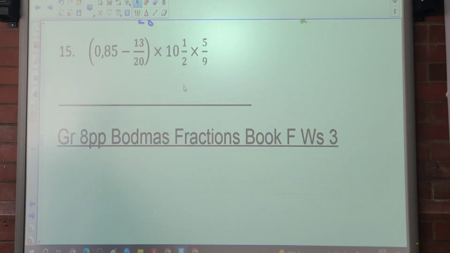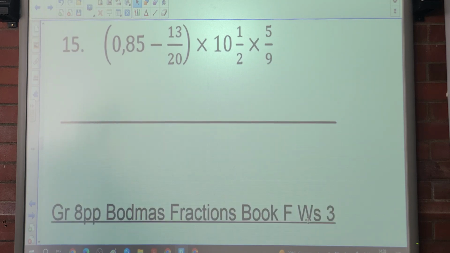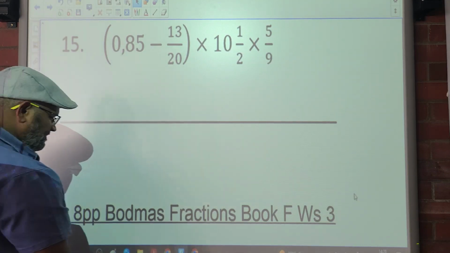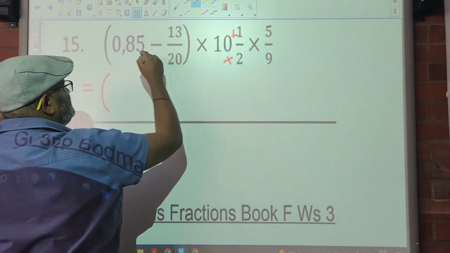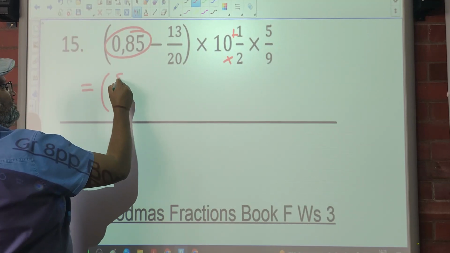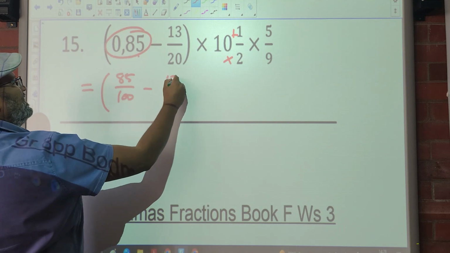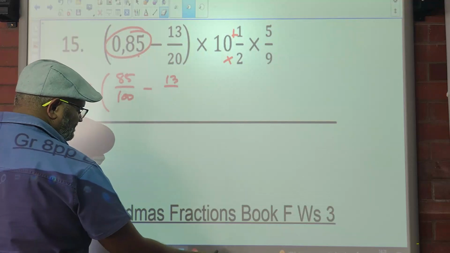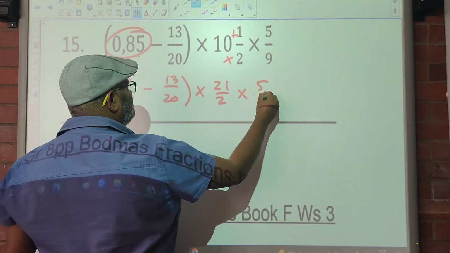And of course the last one, in brackets 0.85 minus 13 over 20, multiplied by 10 and a half multiplied by 5 over 9. So what do we do first? Change to improper fractions, and the decimal to a fraction. Not so? It will be 85 over 100, as there are 2 digits, so 2 zeros. Minus 13 over 20, multiplied by 21 over 2 multiplied by 5 over 9.